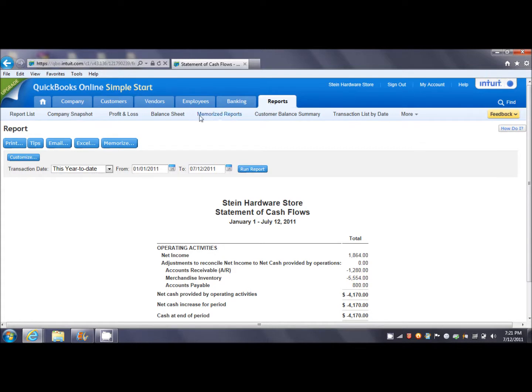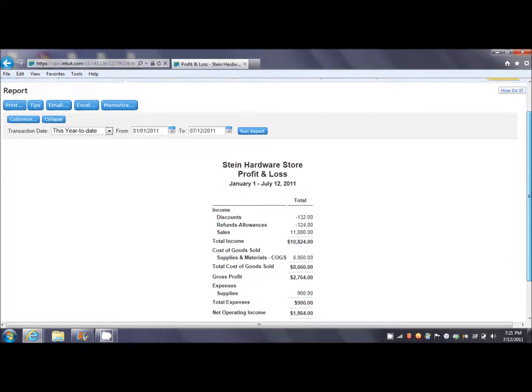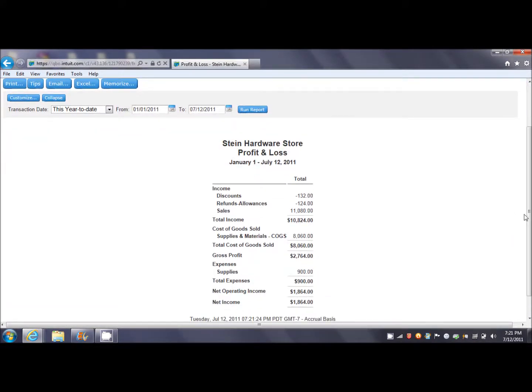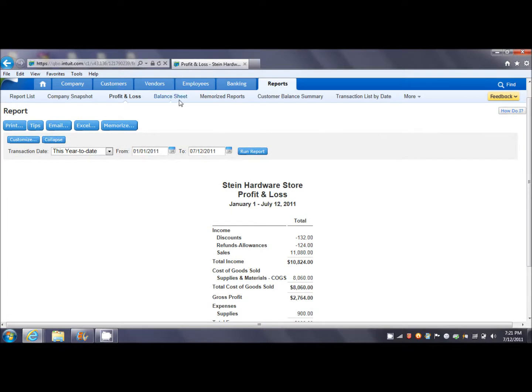You are also able to access the different reports from this tab right here. So, for example, you can go back to the profit and loss, you can go back to the balance sheet, and I will take you back to the reports page.